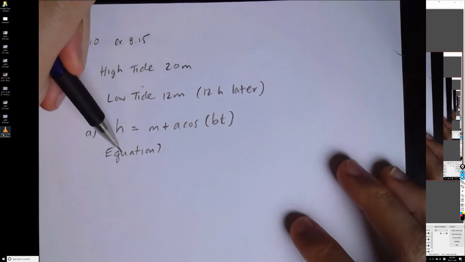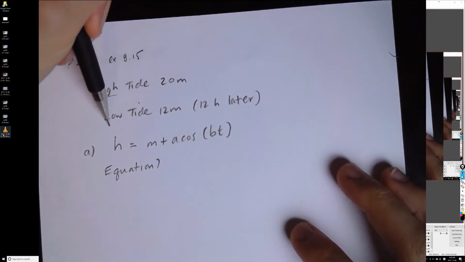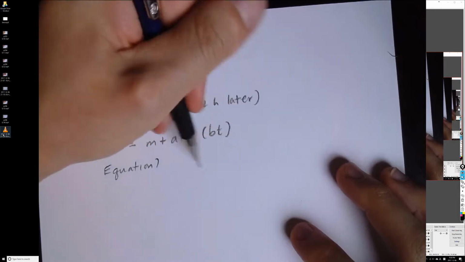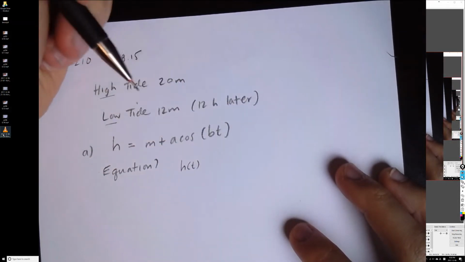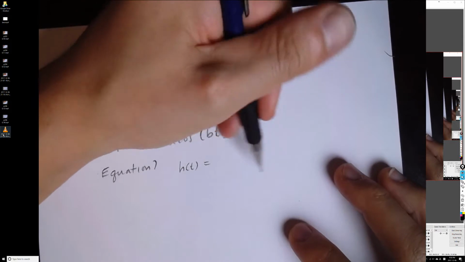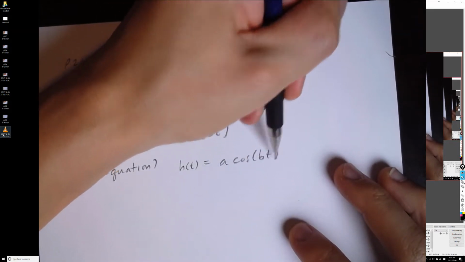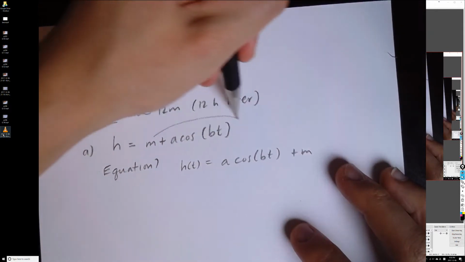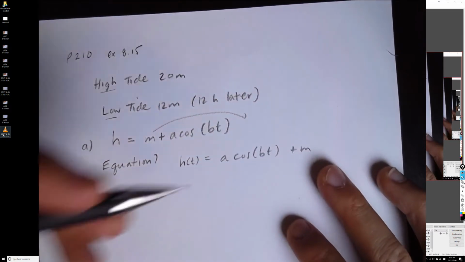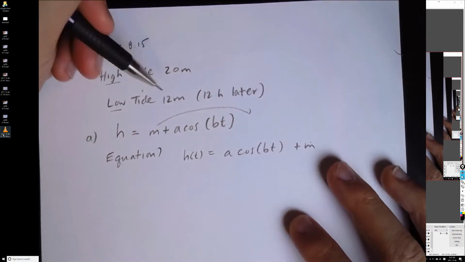Let's try to find the equation involving high and low tides. We have this equation, h, which is also a function of time. You could write a function of time here if you want. And I'm going to write it as a cos bt plus m. I move the m to the right here, which is fine. And let's play with this.